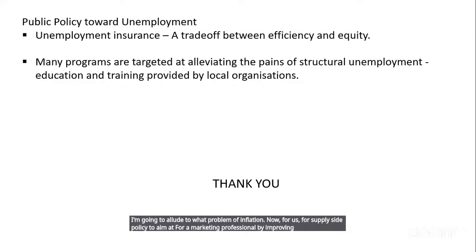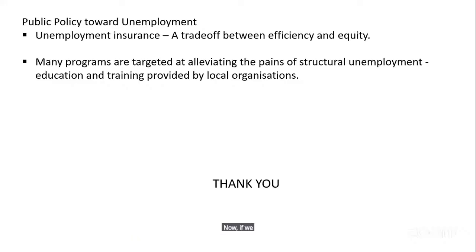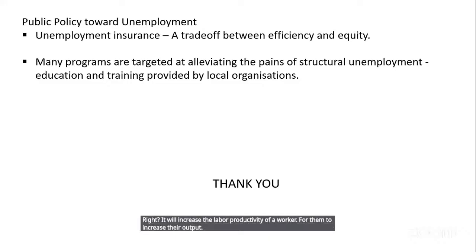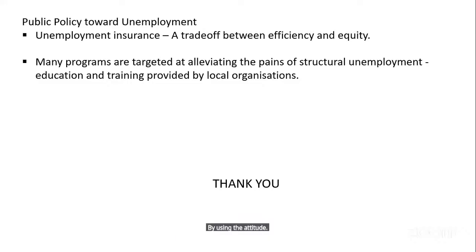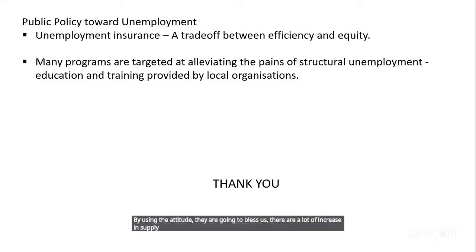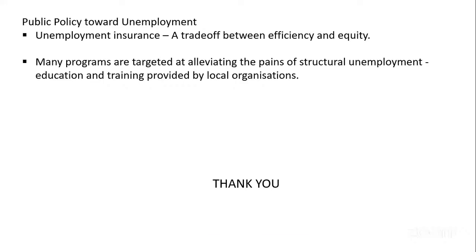and training. Now, if we improve education and training and train people, it will increase the labor productivity of a worker, for them to increase their output. By increasing the output, there's going to be an increase in supply of goods and services, and aggregate supply is going to be increased. When there's an increase in aggregate supply of goods and services, it will reduce inflation. Are you getting it now?